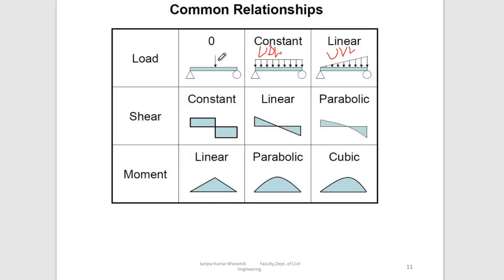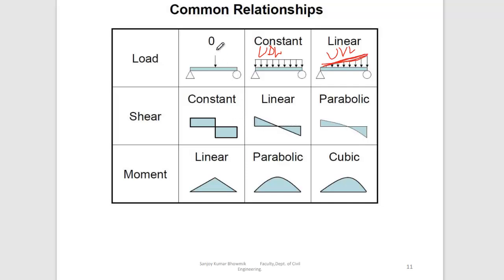If you find the loads are point load, that time you have 0 degree of line, that means no line, only the point load. If you have UDL on a beam, you will find the line is constant. If the load is UVL, that means the line is linear. You understand? So this one is with respect to the line.